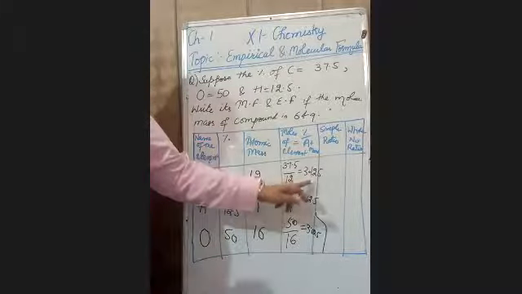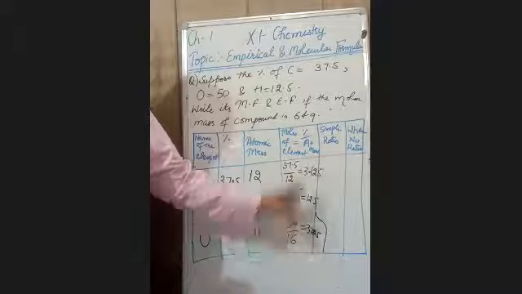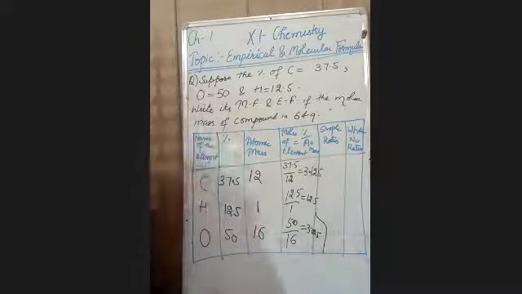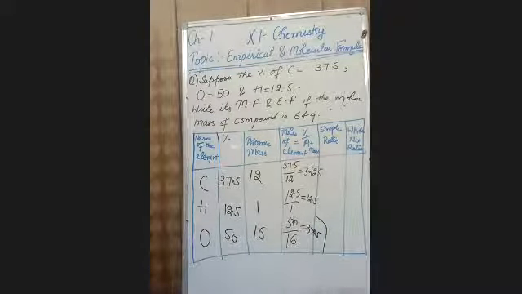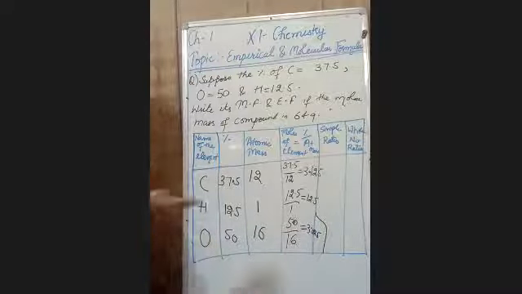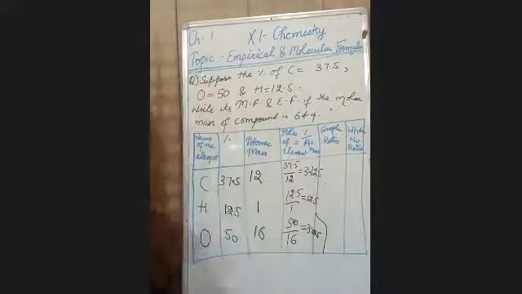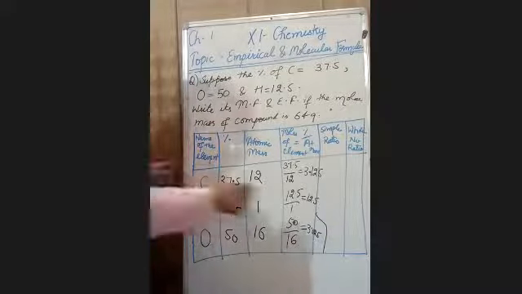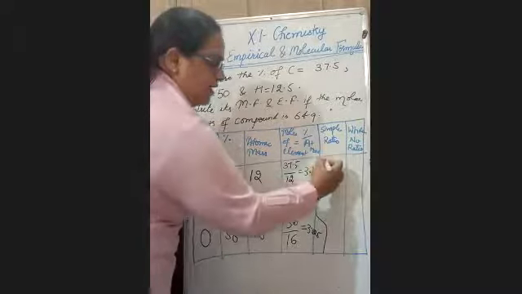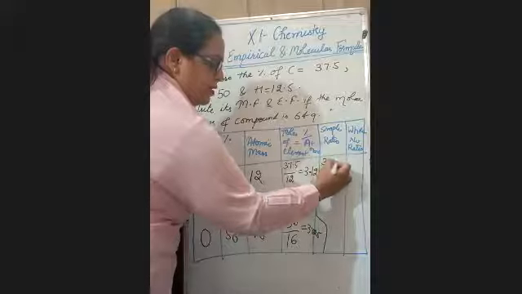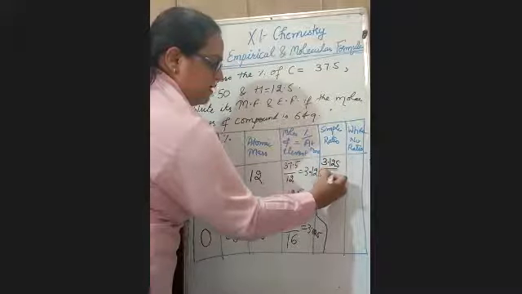Divide all these numbers by it because we have to make the formula. In any compound, the formula's component ratio is always a whole number, but here it is in fractions. So we have to convert it into a simple molar ratio. What will we do? We will divide all of these terms by the smallest number.